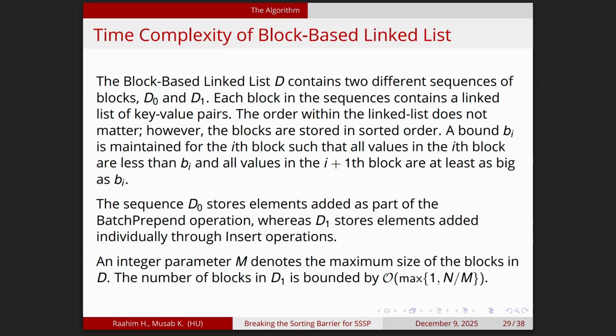So a bound is maintained for each block, such that all of the values in the linked list of that block are less than that bound, and all the values in the linked list of the next block are at least as big as that bound. Furthermore, the sequence D0 only stores elements that were added as part of the batch prepend operation that we've seen before, whereas D1 stores elements only added through the insert operations. An integer parameter M denotes the maximum size that a block can be, so the maximum size that the linked list in the block can be. And the number of blocks in D1 is bounded by n over M, whereas there's no such restriction for D0.